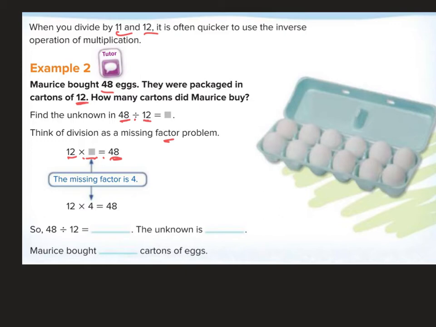Okay, how do I know that it's 4? Well, I've got 12, 24, 36, 48. 1, 2, 3, 4 12s. So 48 divided by 12 is 4. The unknown is 4. Maurice bought 4 cartons of eggs.